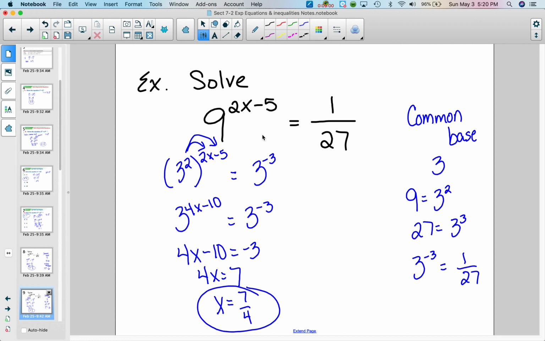All right, so on this one I had to change them both. I had to change the 9, I had to think of that as 3 squared, the 27 is 3 cubed, but then it was a reciprocal, so a negative exponent. A little tricky.